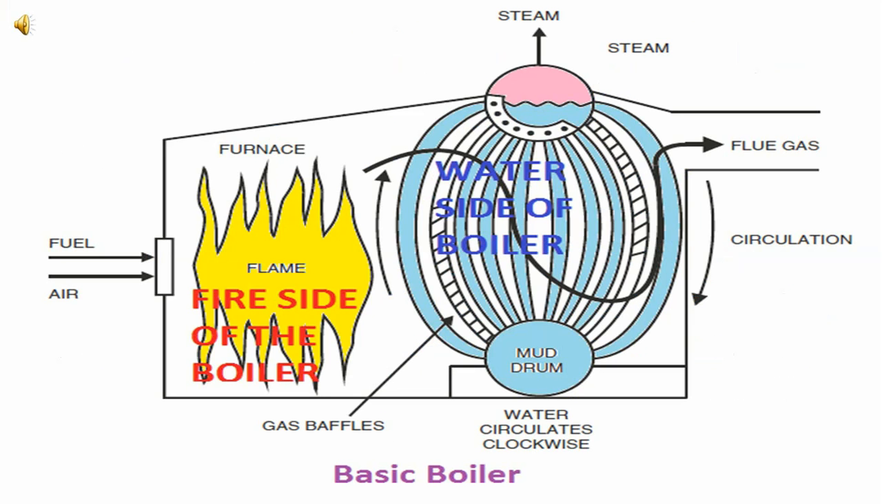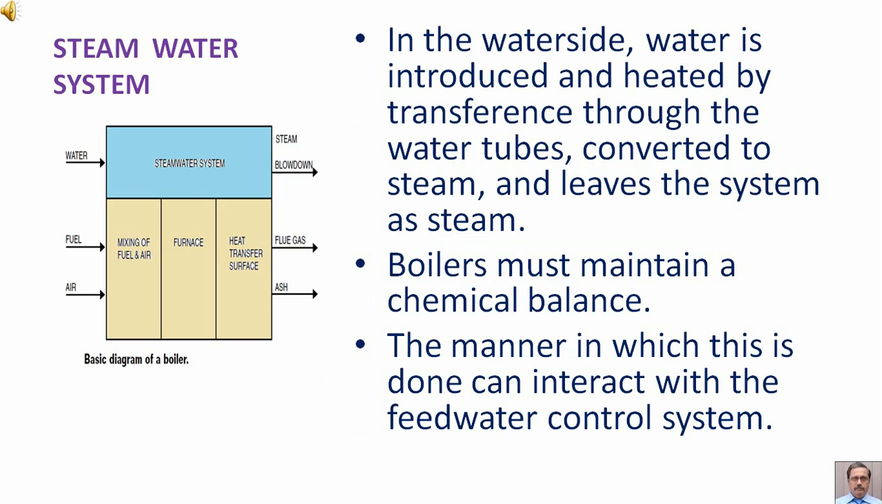Here we are having another diagram, a schematic diagram of the basic boiler, in which we have shown the fire side of the boiler and the water side of the boiler. Steam water system. In the water side, water is introduced and heated by transference through the water tubes, converted to steam, and leaves the system as steam.